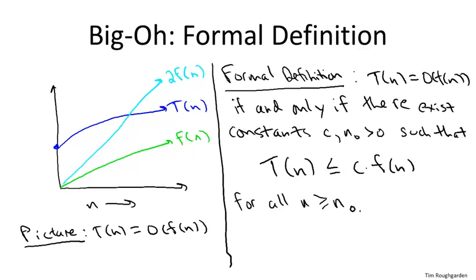So going back to the picture, what are c and n naught? Well, c of course is just going to be 2. And n naught is the crossing point. So if we look at where 2 f of n and T of n cross, and then we drop the asymptote, this would be the relevant value of n naught in this picture. So that's the formal definition. The way to prove that something's big O of f of n, you exhibit these two constants, c and n naught, and it better be the case that for all n at least n naught, c times f of n upper bounds T of n.